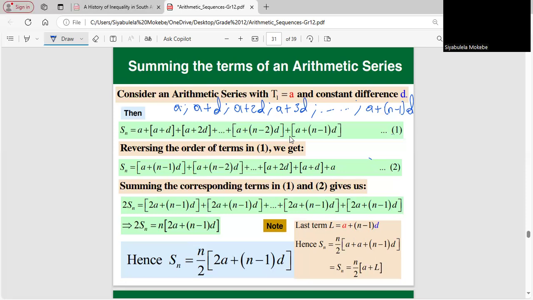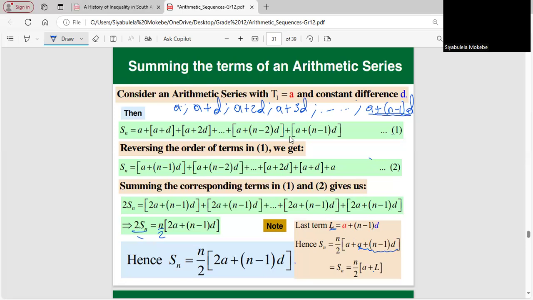If I divide both sides by 2, therefore S of n is going to be equal to n over 2 times 2A plus n minus 1 D. And then note that the last term, we said, was A plus n minus 1 D. So instead of writing it like that, we can substitute and write L, so instead of writing 2A plus n minus 1 D, I'm going to write A plus L. So you can see that here I have L.